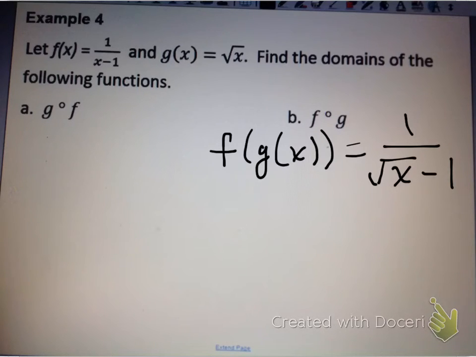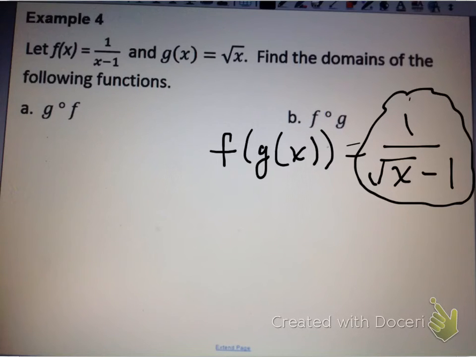I forgot to mention this in the previous example, but before we started this example problem, we talked about how when you are finding the domain of compositions, you want to find what the composition function is first. So this is the composition function. Sometimes you're able to simplify this composition function, but in this case we can't. But if you could, you wouldn't want to simplify it. You would want to find the domain first.